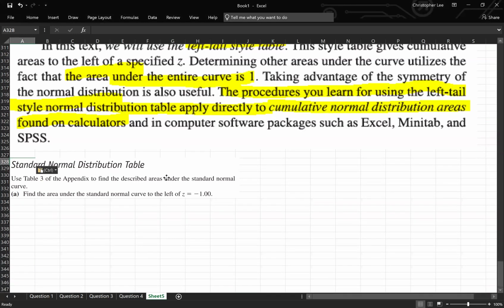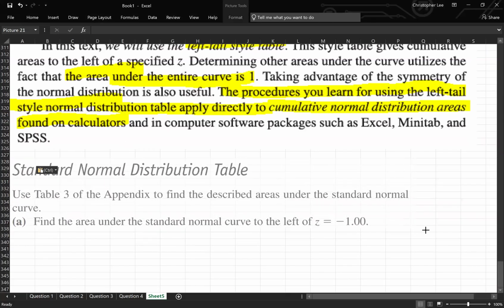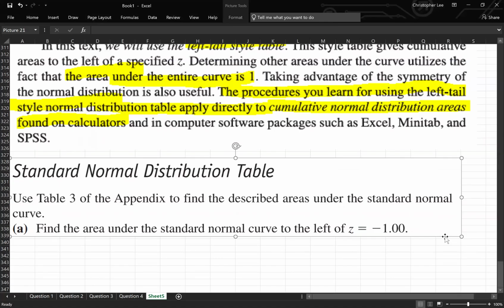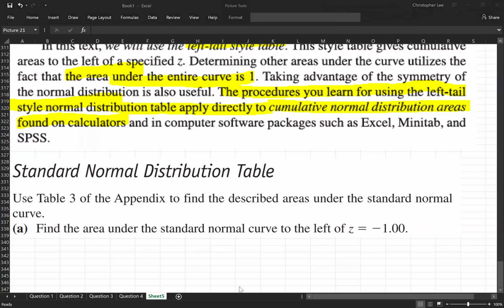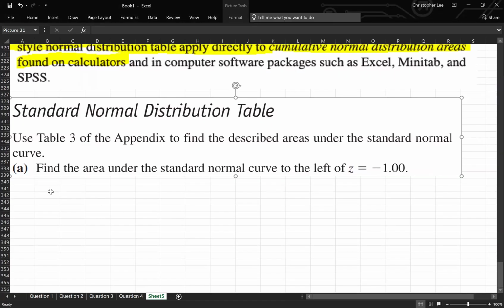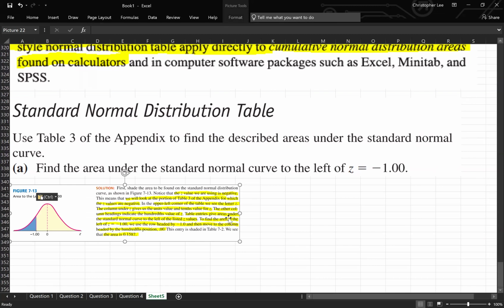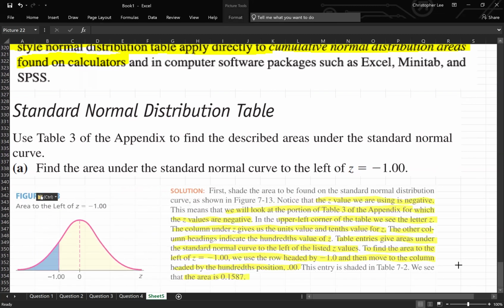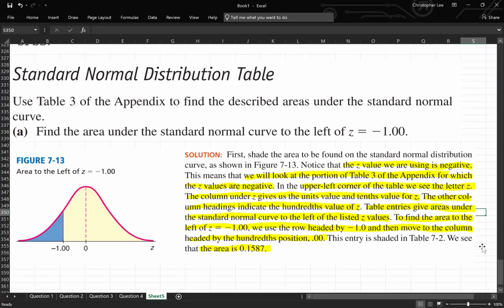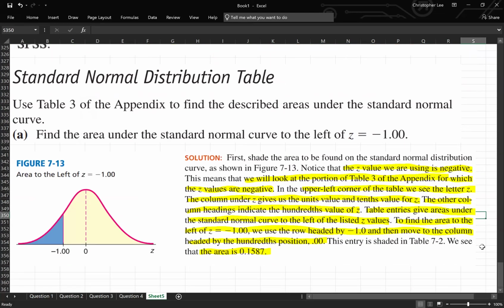So here we go. Standard normal distribution table. We want to use table 3 in the appendix to find the described area under the normal curve: the area under the standard normal curve to the left of Z equals -1. I'm going to show you real quick. This is the question. What is the probability of Z less than or equal to -1? So the area to the left of Z equal to -1. You first shade the area to be found on the standard normal distribution curve as shown. Notice that the Z value we're using is negative.